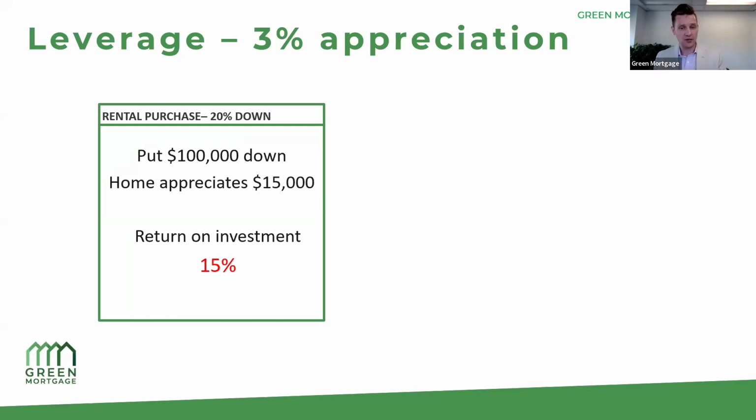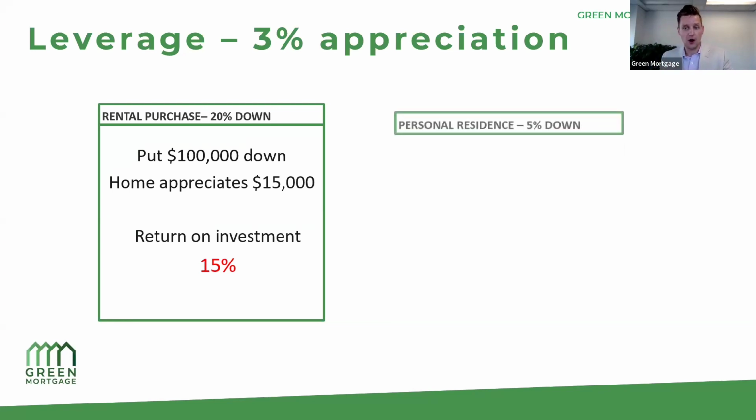So the way the math works is that if you bought a home and put 1/5 of the property value down, 20%, then for every 1% of appreciation, your return on investment is actually 5%. So again, if you put 1/5 of the property value down, you're leveraging your money 5 to 1. This means for every 1% of appreciation, your return on investment is 5%.